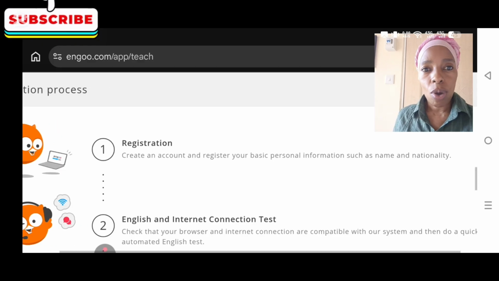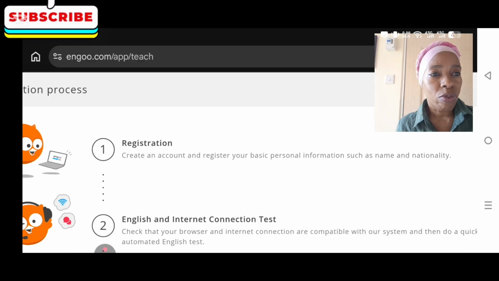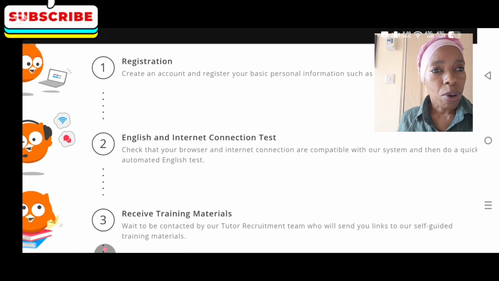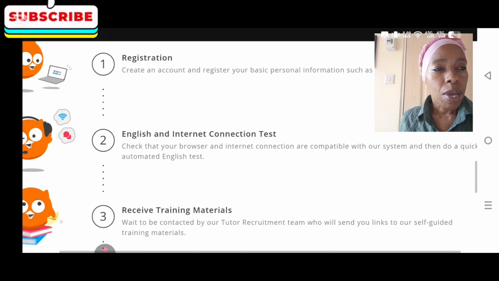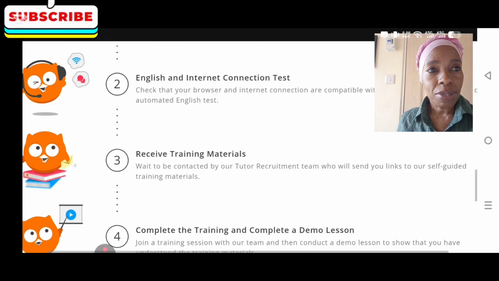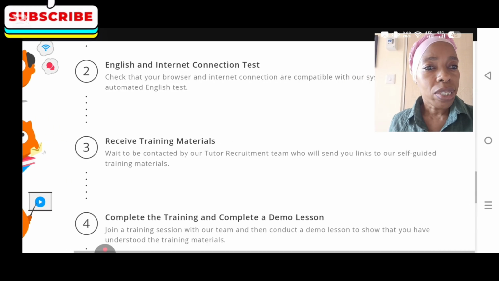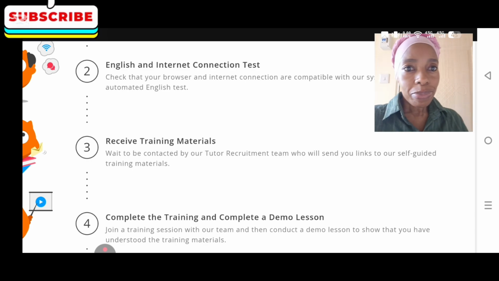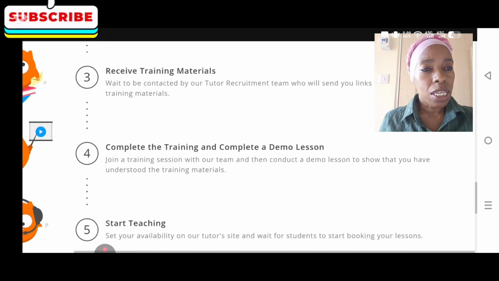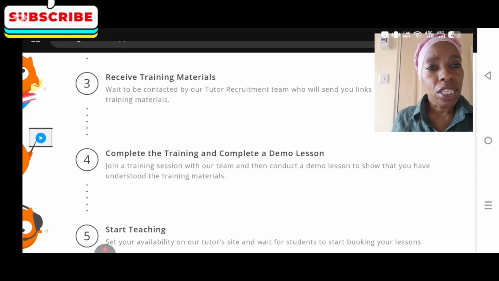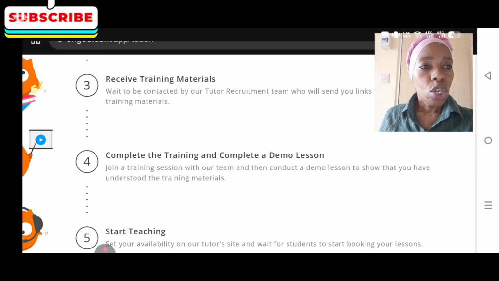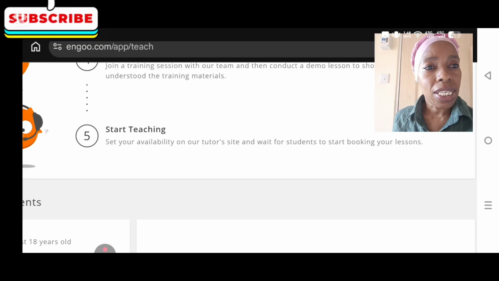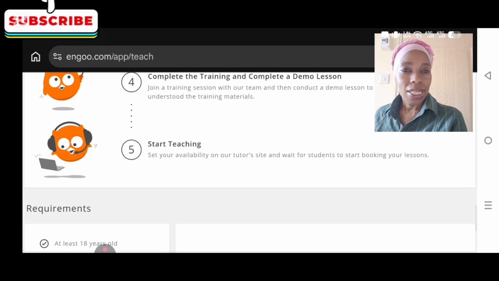So registration, what are the requirements? Create an account and register your basic personal information such as name and nationality. Two, English and internet connection test. Check that your browser and internet connection are compatible with our system, and then do a quick automated English test. Then receive training materials from our tutor recruitment team. We'll send you links to our self-guided training materials. Then complete the training and a demo lesson. Join a training session with our team, and then conduct a demo lesson to show that you have understood the training materials. Then you start teaching. Set your availability on our tutor site and wait for students to start booking your lessons. That is the recruitment process.